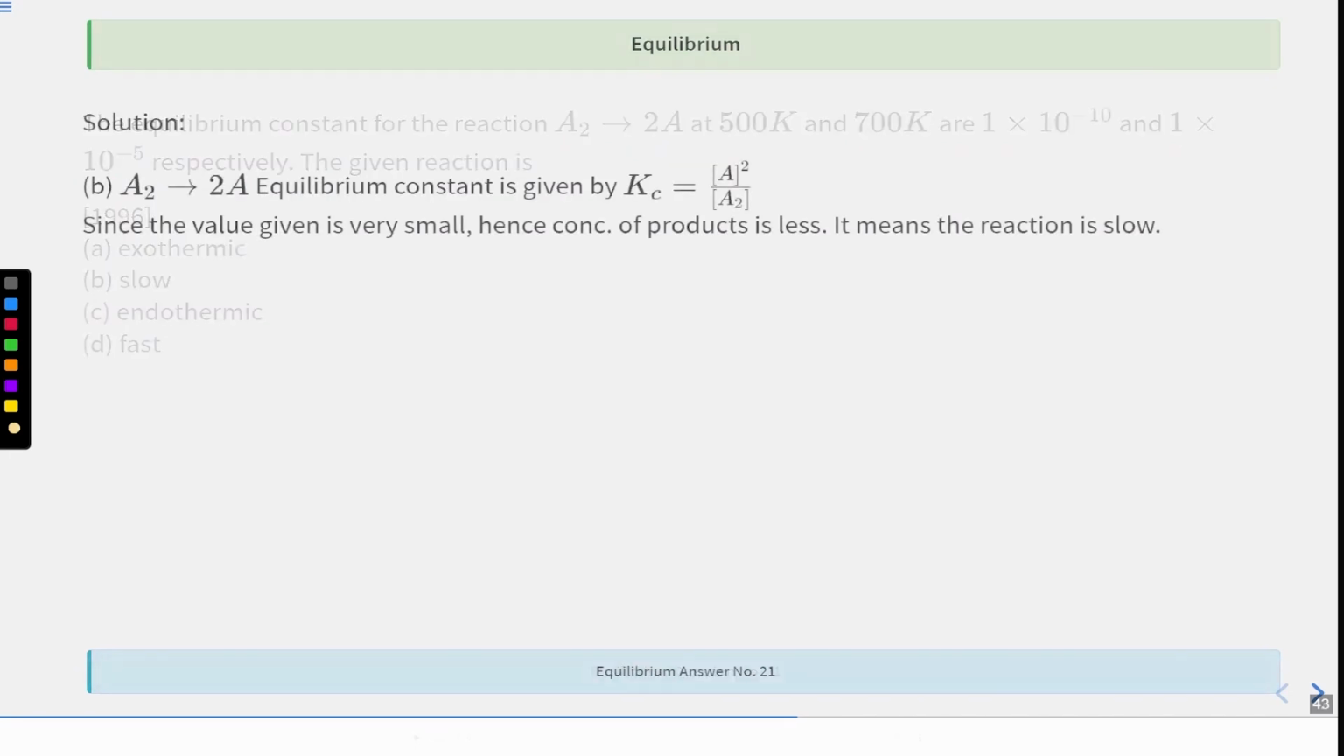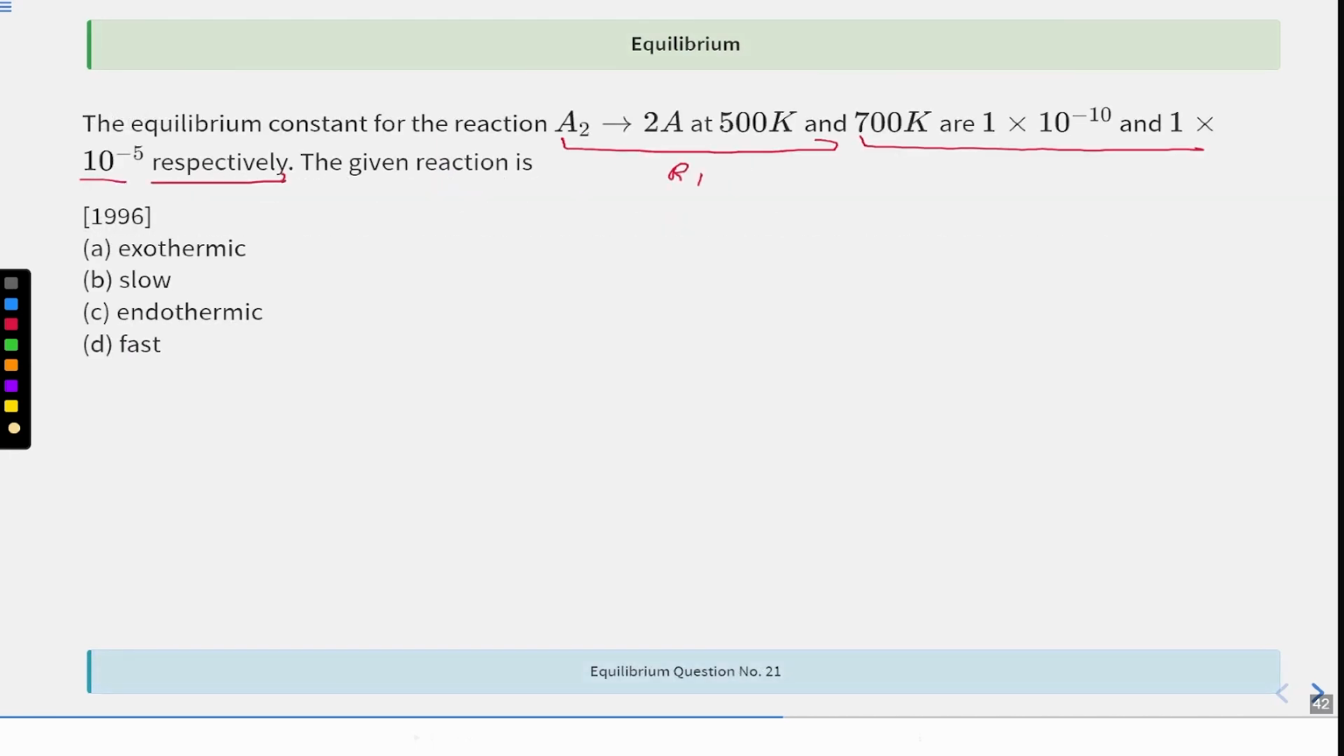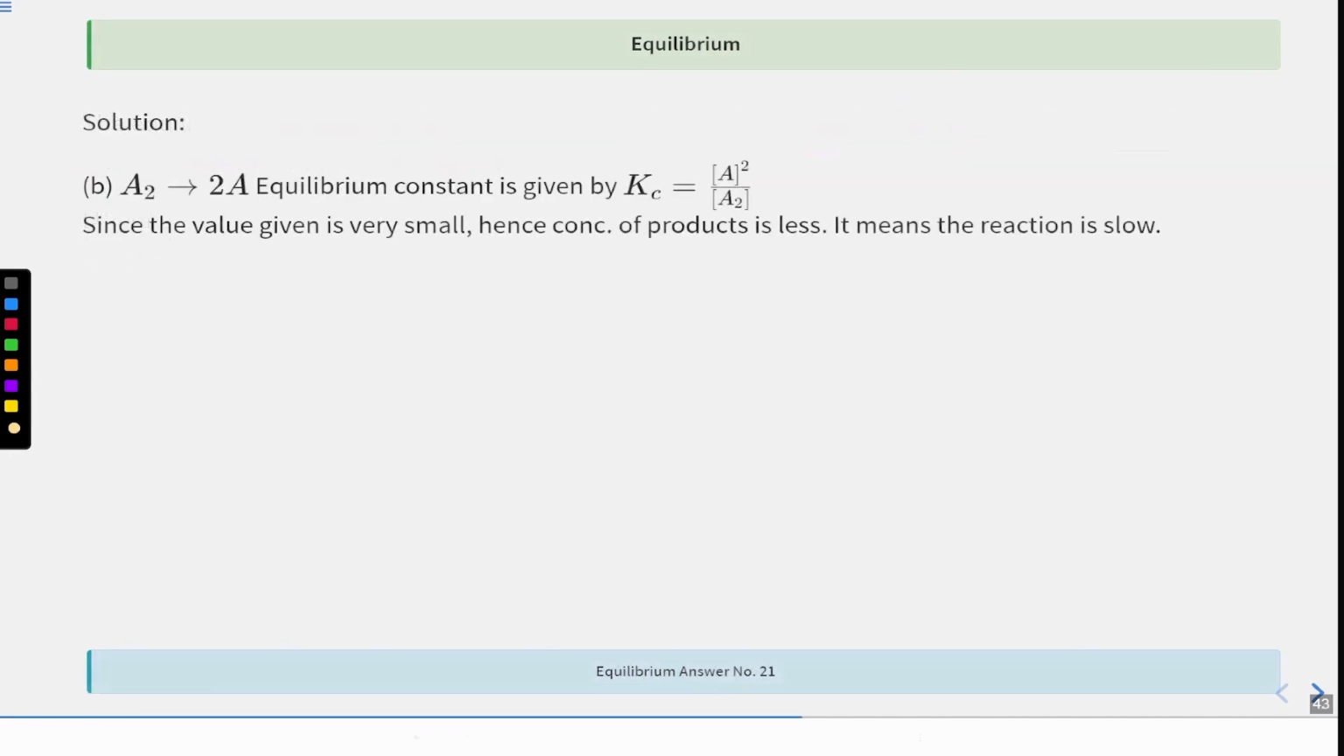So now what is happening over here? If we see, the equilibrium constant would just be this, right? Now what they are asking is whether the reaction is exothermic, slow, endothermic, or fast. Over here we actually have two constants, 1 into 10 power minus 10 and 1 into 10 power minus 5. That is because one is at 500 Kelvin, one is at 700 Kelvin. So A2 gives rise to 2A. I'll explain it here. So you have this reaction, right?